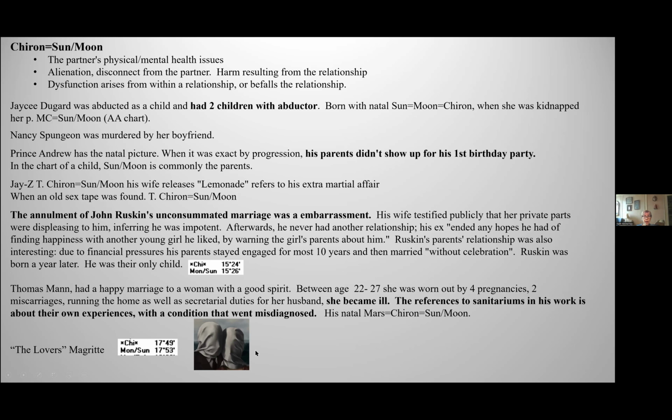And here is a painting of Chiron equals Sun Moon. This is a painting called The Lovers by Magritte, and I just love it because it's a beautiful pictorial illustration of alienation in a relationship.